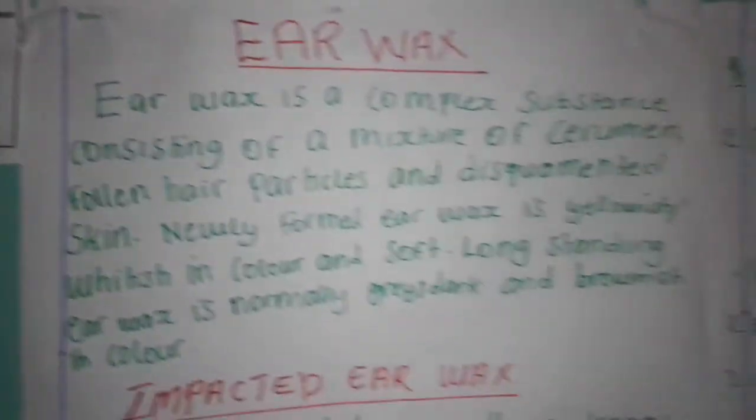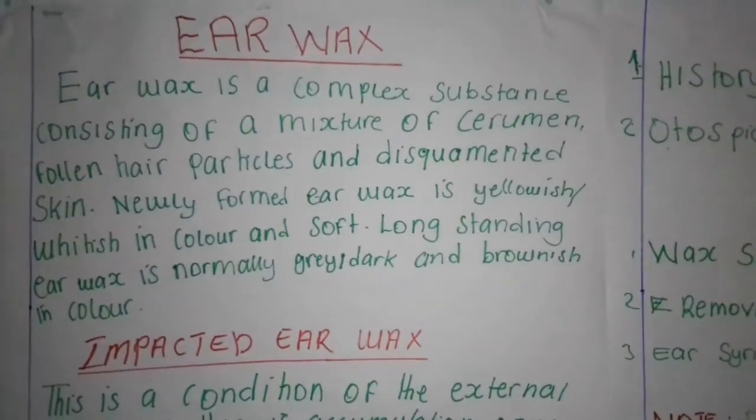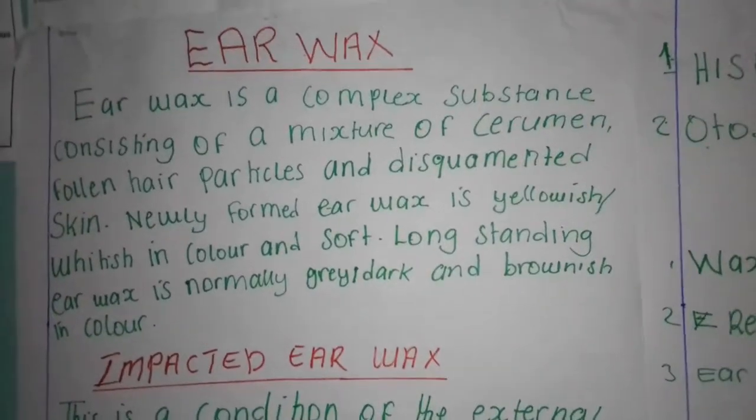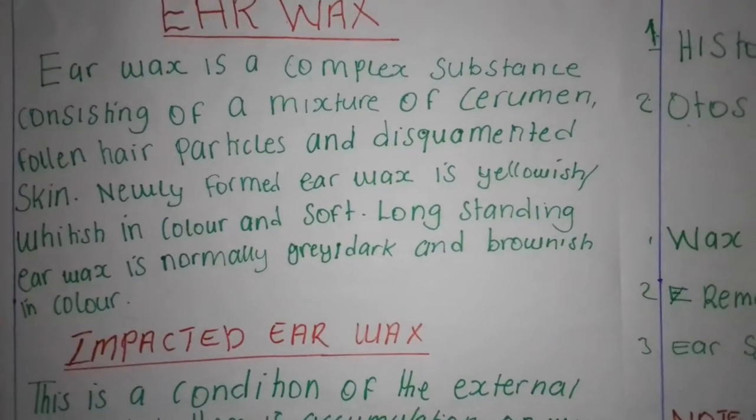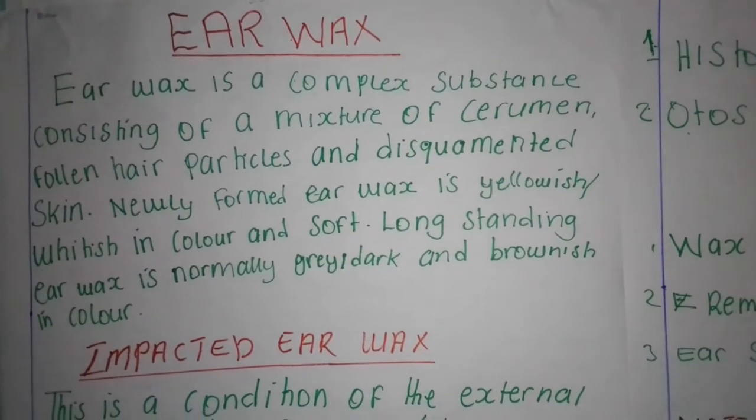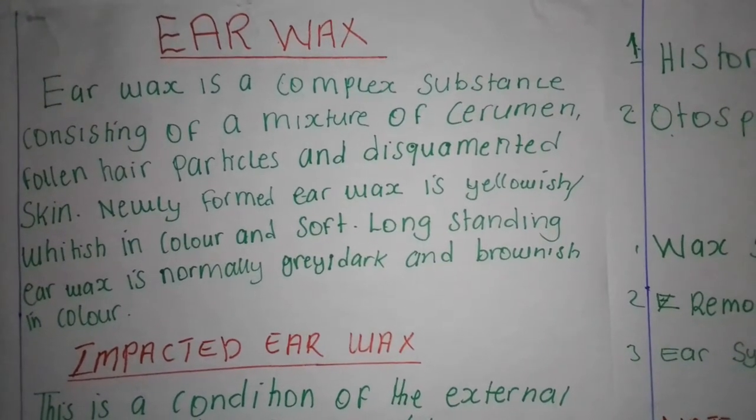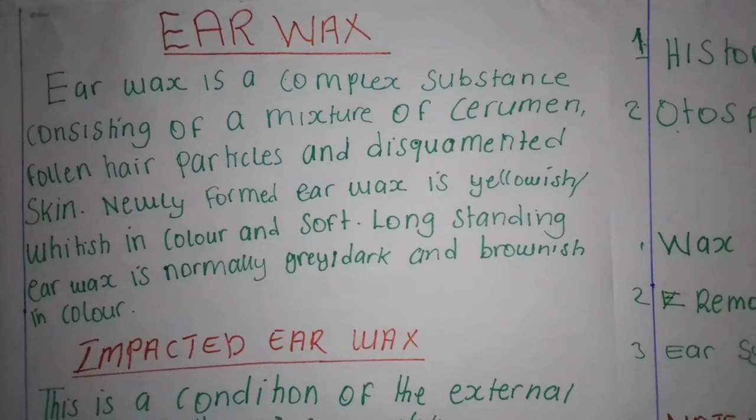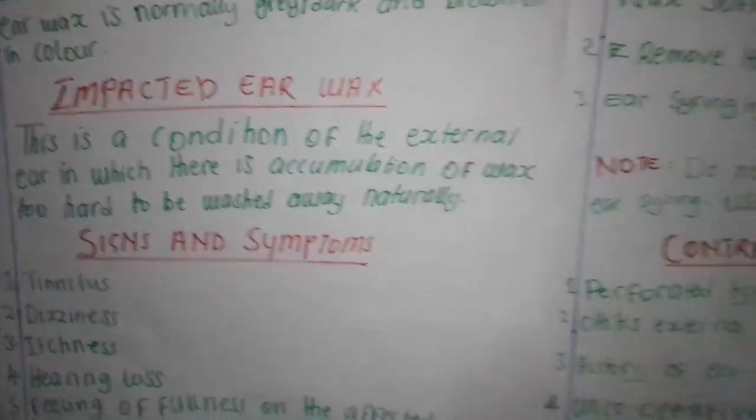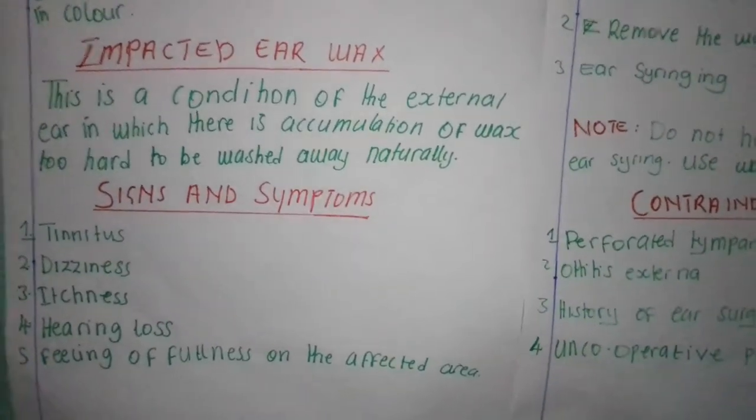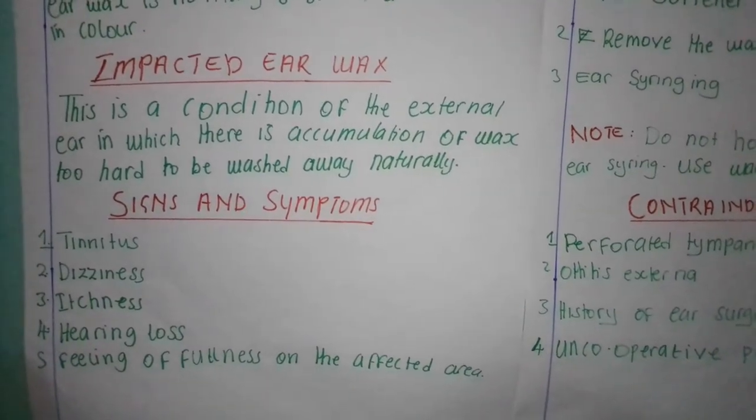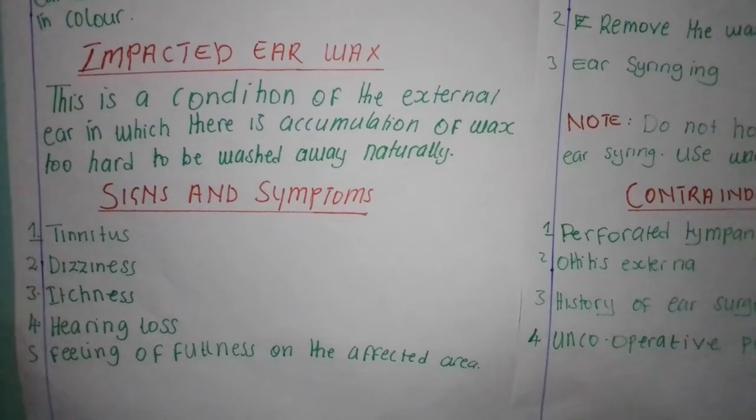Okay, so now what is earwax? Earwax is a complex substance consisting of a mix of cerumen, foreign particles, and desquamated skin. Newly formed earwax is yellowish-whitish in color and it is soft. Long-standing earwax is usually grayish, dark, and brownish in color. What is impacted earwax? Impacted earwax is a condition of the external ear in which there is accumulation of wax too hard to be washed away naturally.